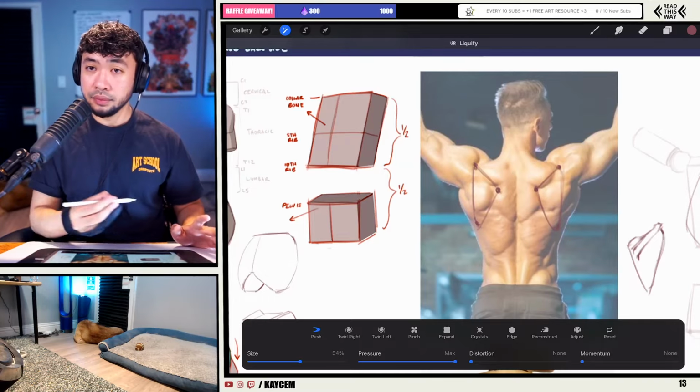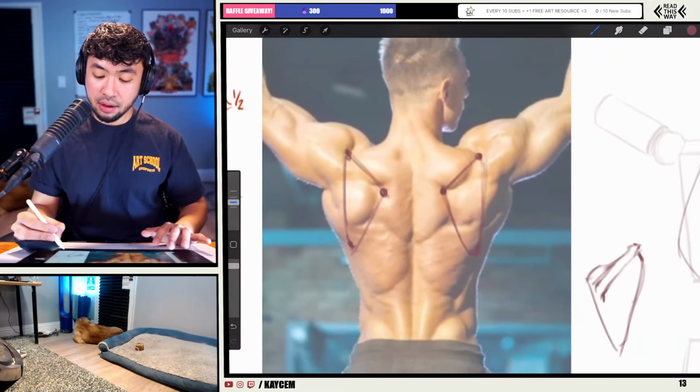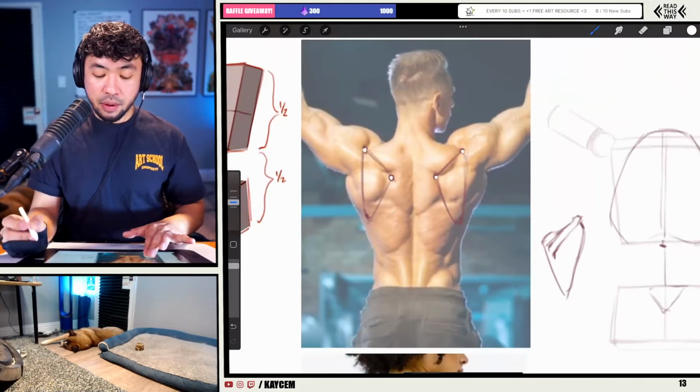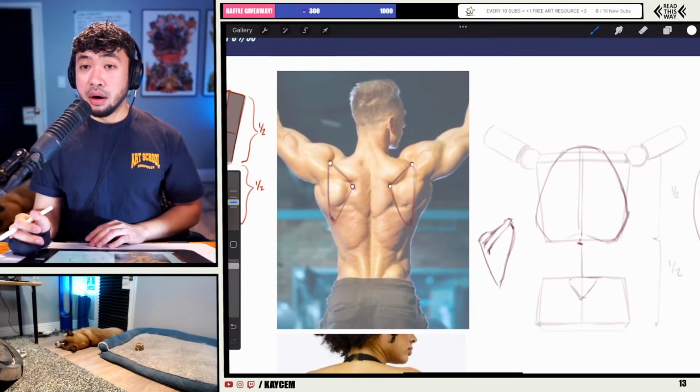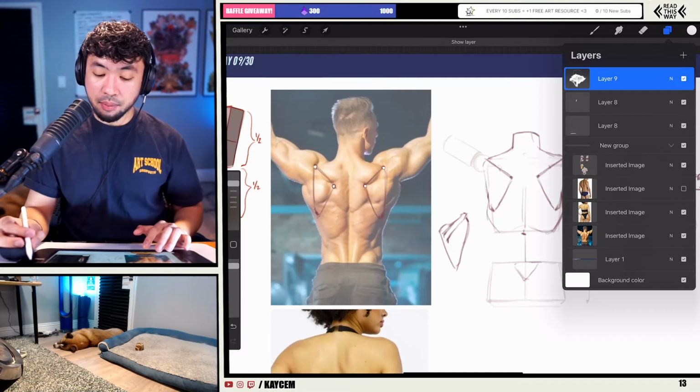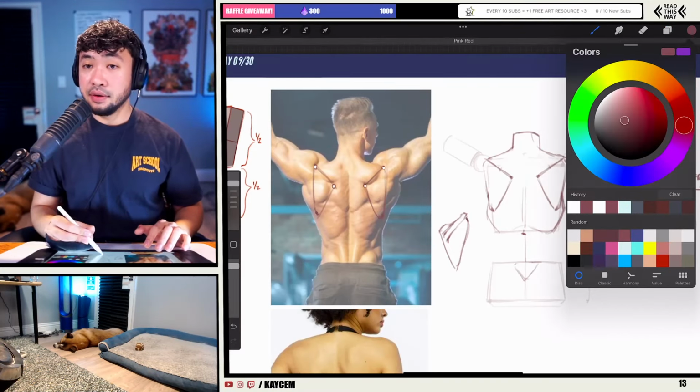Okay, with that being said, let's go in now and start laying this out on our own illustration over here on this side. But let's go up next and draw out the anatomy.